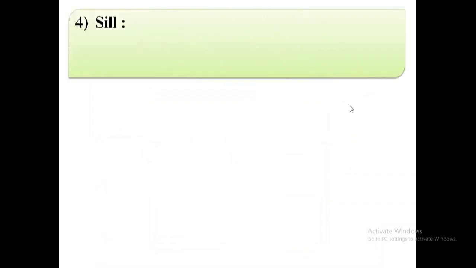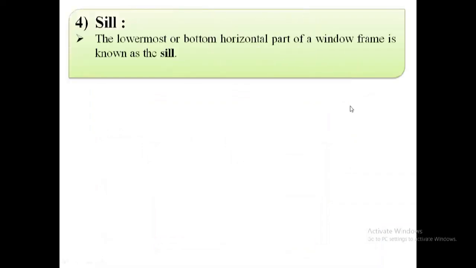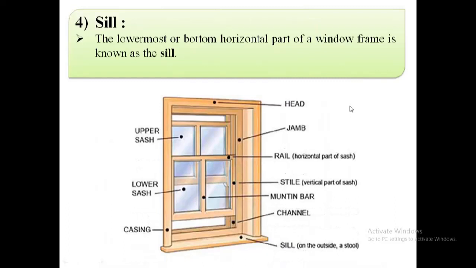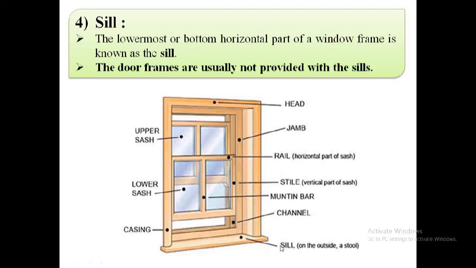The fourth technical term is sill. The lowermost or bottom horizontal part of a window frame is known as the sill. In this image we can see this is the window and this is the window frame. This lowermost or bottom horizontal part of the window frame is known as the sill. Note that door frames are usually not provided with sills.